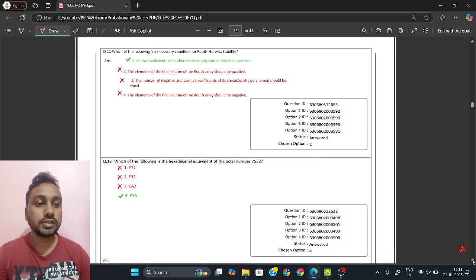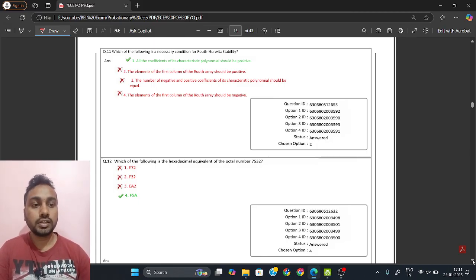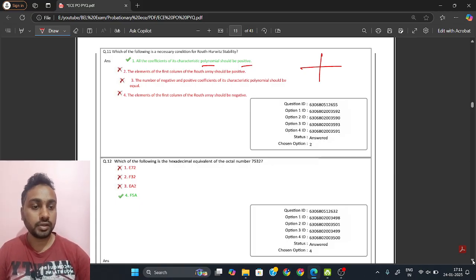Which of the following is a necessary condition for Routh array stability? In this, the main thing is that all the polynomial roots should be in the positive plane only. If anyone is in the negative plane, then the system will be unstable. So here option A will be the right answer.